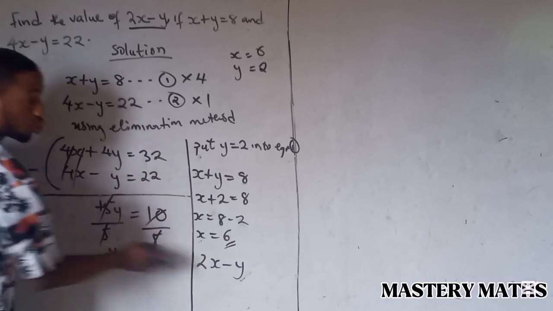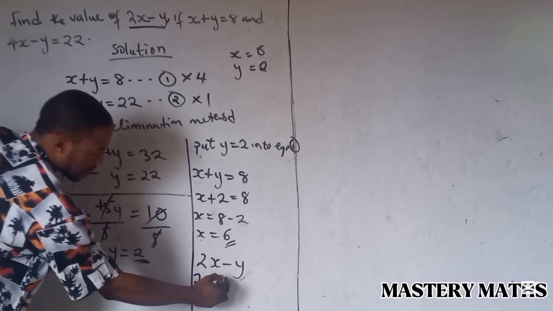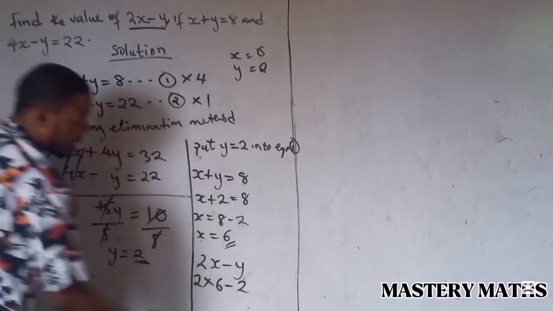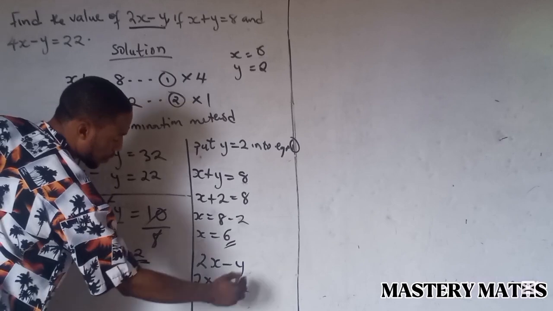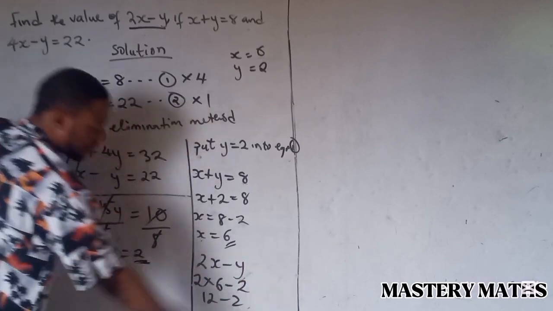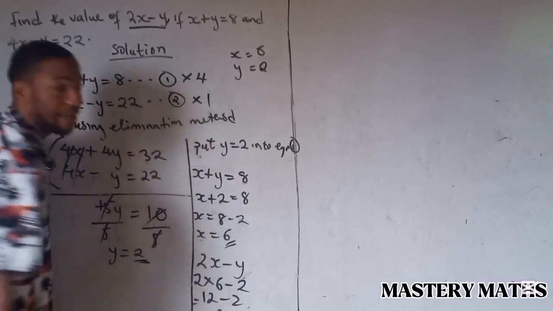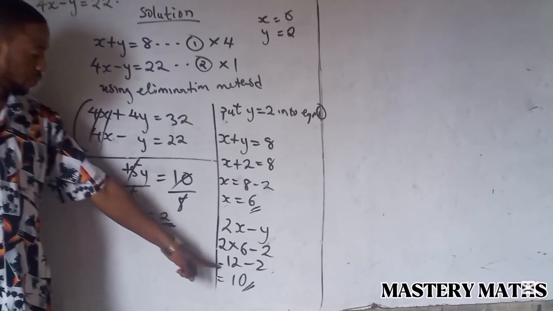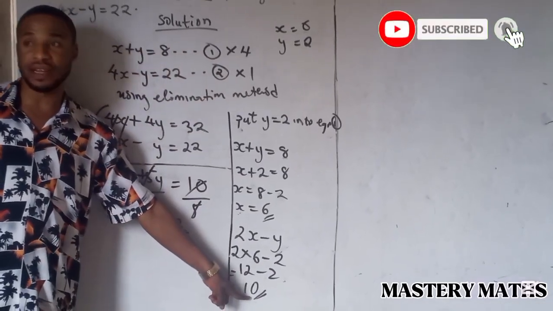This 2x means 2 times x. So you have 2 times our x, which is 6, minus what is your y? y is 2. Now on the board, we multiply. 2 times 6, 12, minus 2. So 12 minus 2 will give us 10 as our final answer.